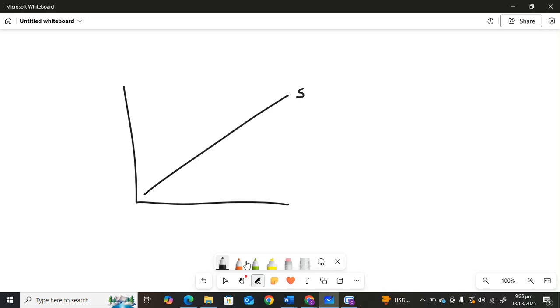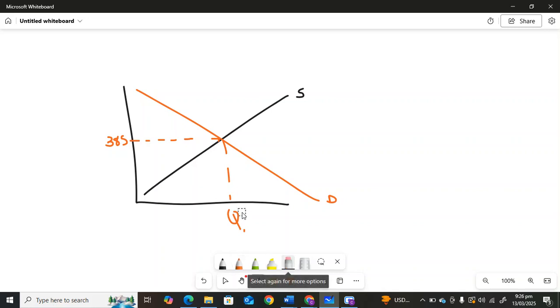Supply curve, demand curve. Okay, let's think of this as mealie meal. The normal price of mealie meal right now is 385, if I'm not mistaken. This is how much mealie meal is going for. There's a certain quantity that's demanded. I don't know what quantity is demanded, but let's say the quantity demanded is 1000 for this example's sake.